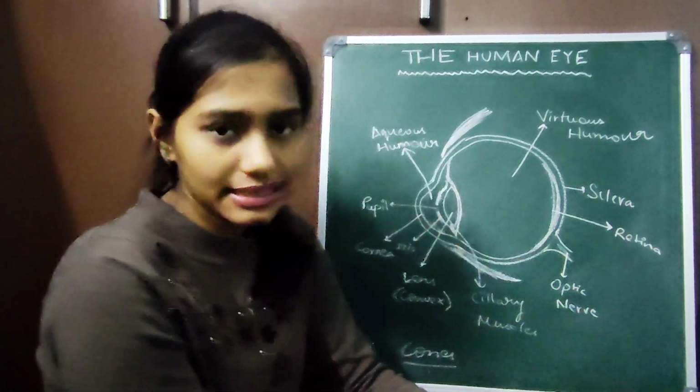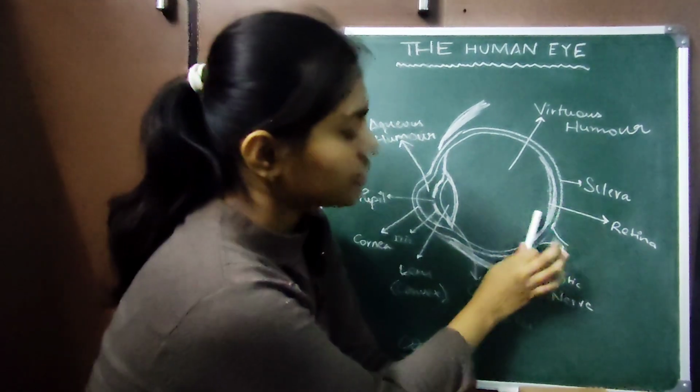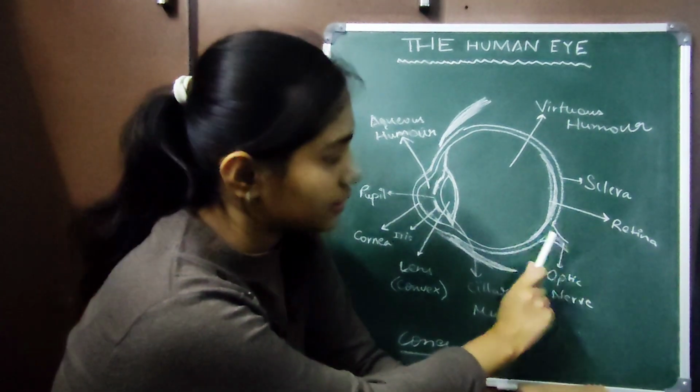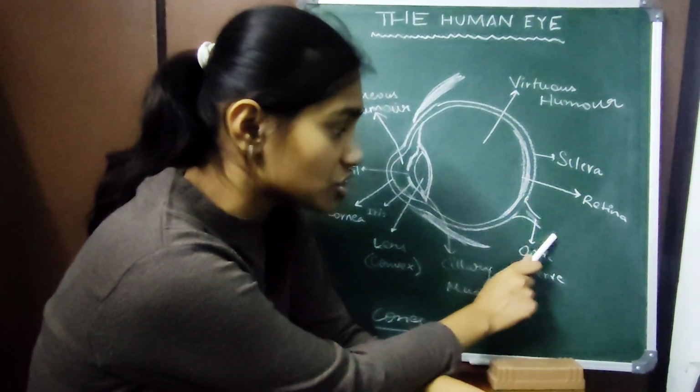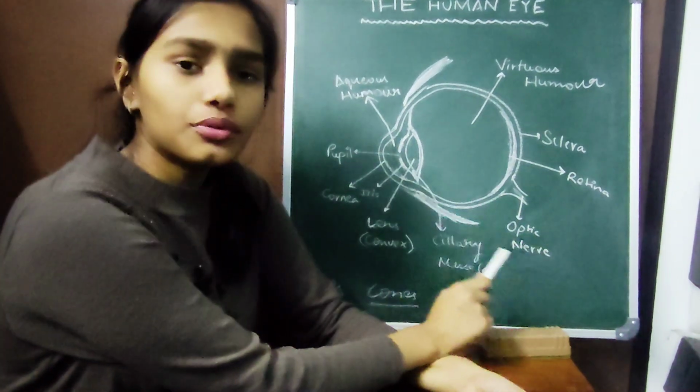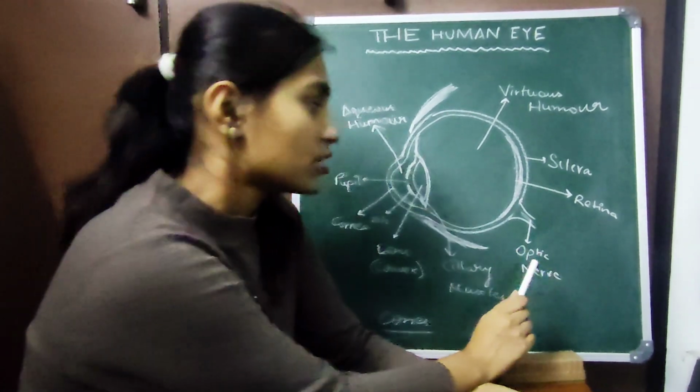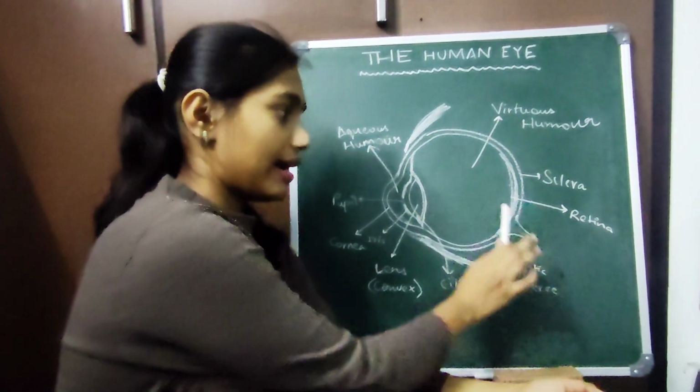So the optic nerve basically is like a pathway for the visual images, or the visual information, to transfer to the brain through nerve impulses. So that was the function of the optic nerve and retina.